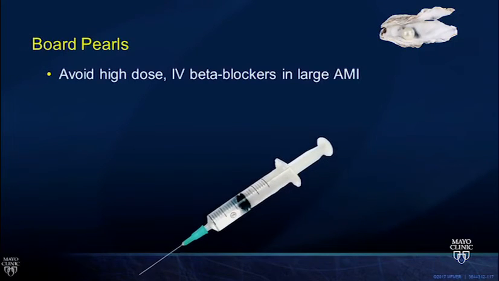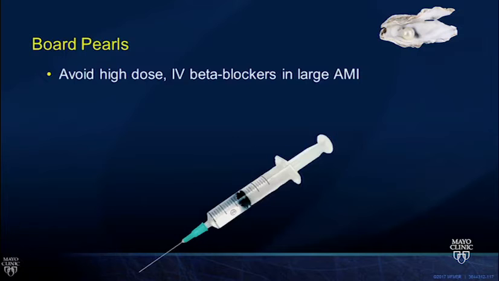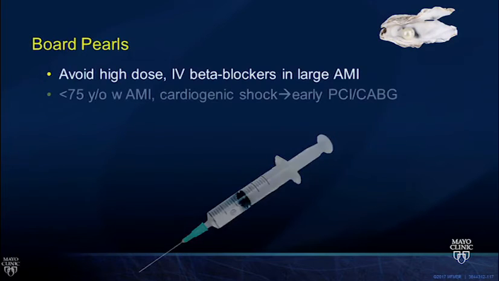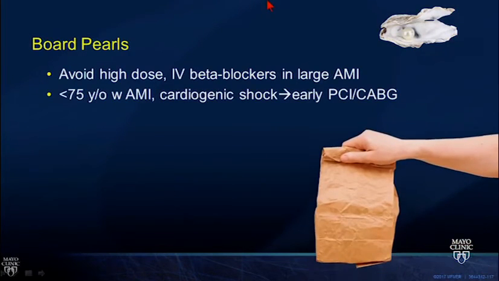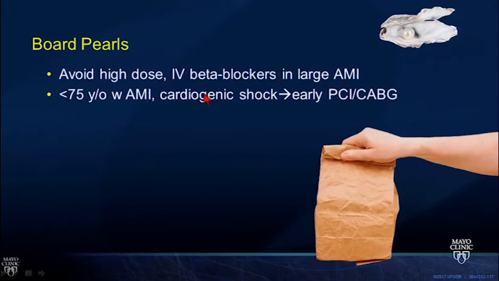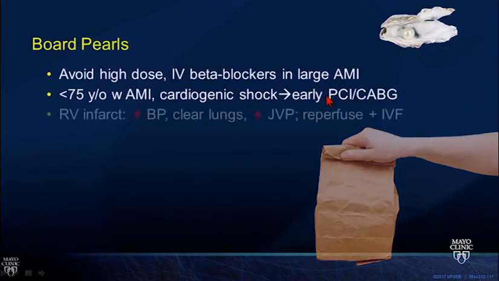Avoid high-dose IV beta blockers in large acute myocardial infarction. That's our first key trial that we discussed. In those patients that are younger, presenting with cardiogenic shock, pursue early PCI or CABG. And in fact, it's probably good to do for just about everyone because of the long-term outcomes.